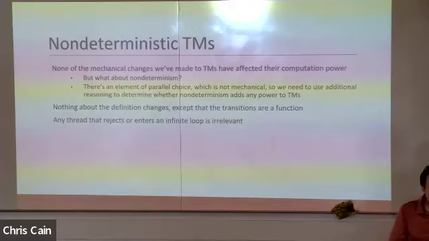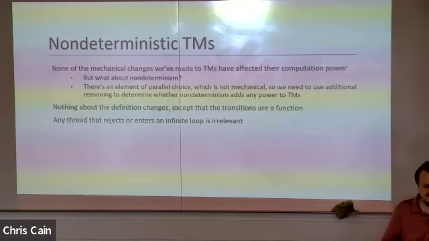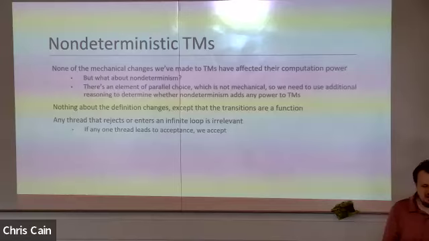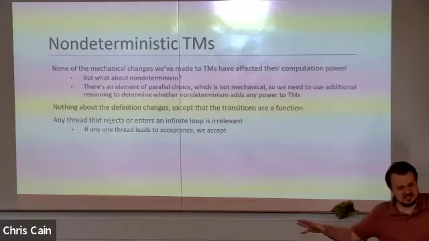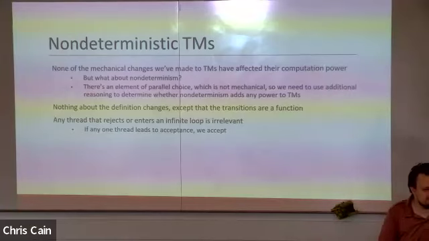Note that any thread that either rejects or enters an infinite loop doesn't matter. With non-determinism, we can have an arbitrary number of these happening at once. So if there happens to be one of those threads that's stuck in an infinite loop, it's never going to accept. So we don't worry about it. We just know it hasn't accepted yet. If any one thread of all of these non-deterministic threads leads to acceptance, then we just stop the whole process and accept. So we just need a single thread to do that, just like before.